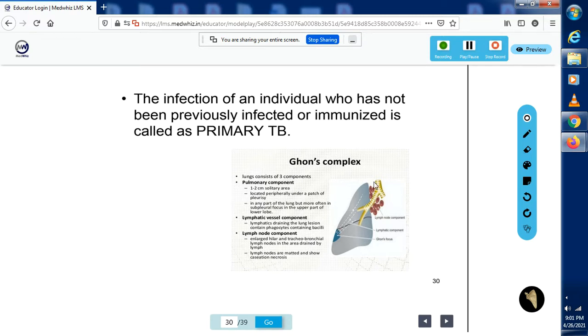And there is the lymphatic vessel component, that is, the draining lymphatics will be involved, and there is the lymph node component. Here mainly there is enlarged hilar lymph node. You can see in this picture there is an enlarged hilar component. So this forms a Ghon's complex. That is, there is the Ghon's focus, this is the radiating lymphatic vessel, and there is the lymph node component.